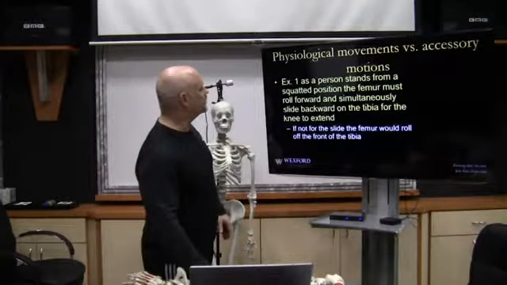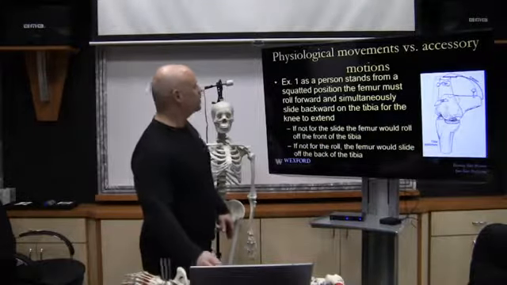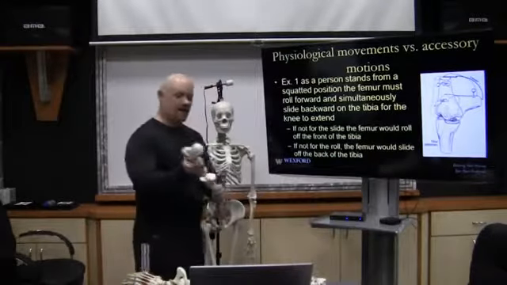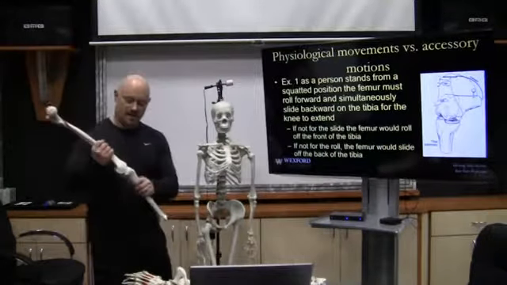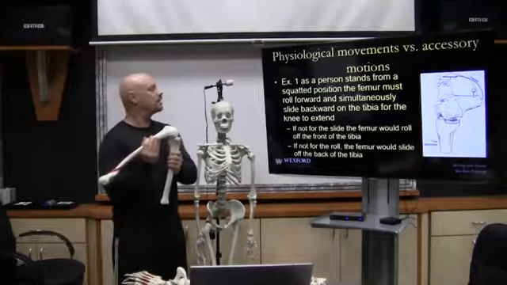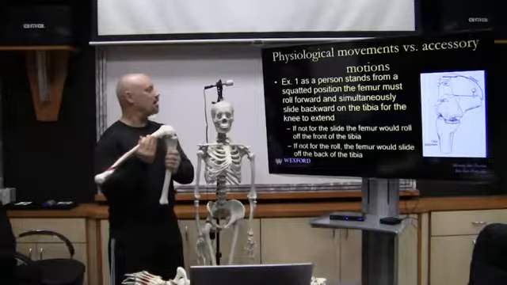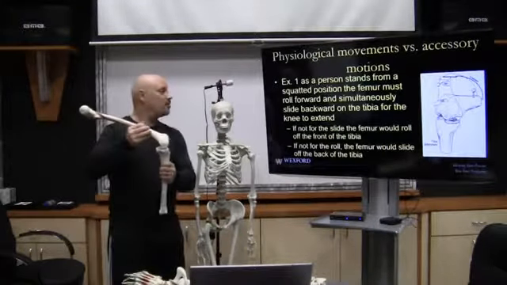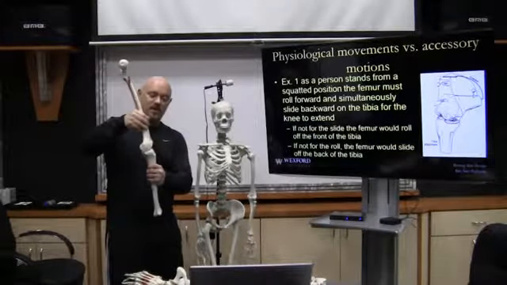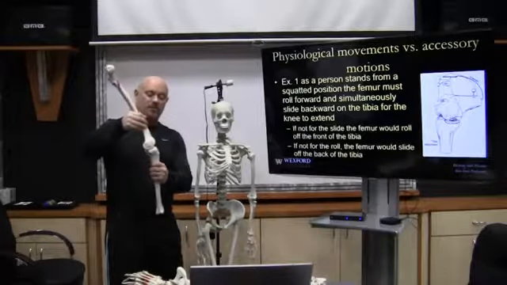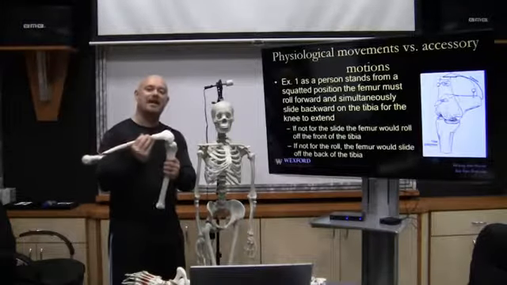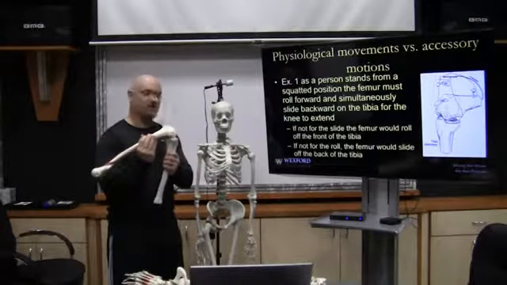Example 1, let's look at this. When a person stands up from a squatted position, let's take these two bones right here, the femur and the tibia. The femur must roll forward. It rolls forward, but it also slides backwards for it to be able to come into that position. Even when you're squatting down, it has to roll backwards, but it also has to slide forward as well, so it can stay in contact with its articulating surface.